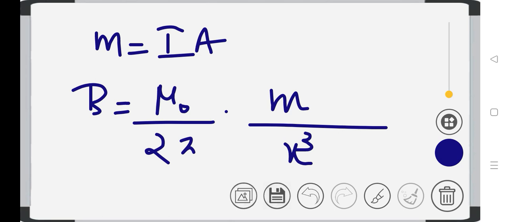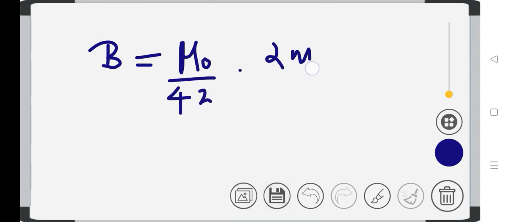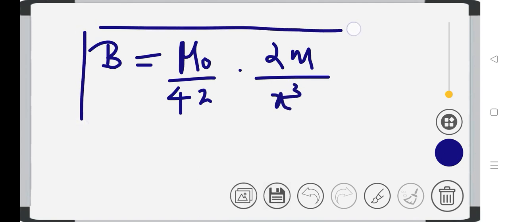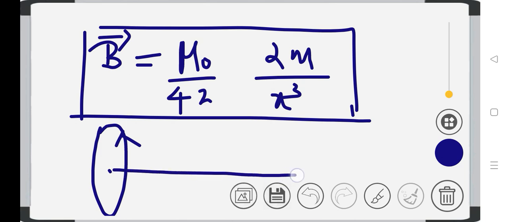So everywhere in magnetism, starting from Biot-Savart law, we have mu 0 by 4 pi. So in order to make this as 4, just multiply numerator and denominator by 2. So what we get? B equals mu 0 by 4 pi into 2m by x cube. This is the magnetic field due to a magnetic dipole along the axis. So we can say this circular current carrying loop acts as a magnetic dipole, and this equation gives the magnetic field along the axis of that dipole.